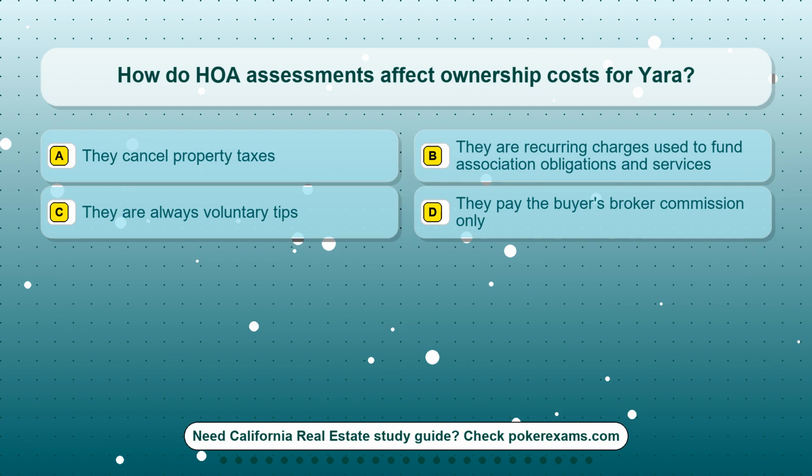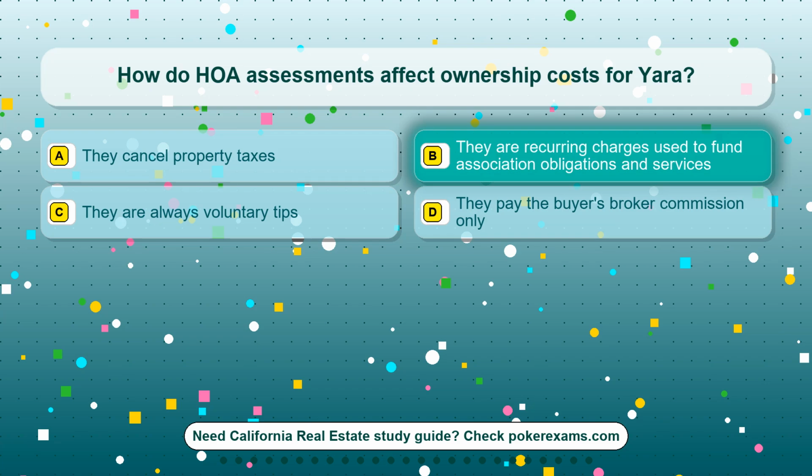Question 21. How do HOA assessments affect ownership costs for Yara? Option A. They cancel property taxes. Option B. They are recurring charges used to fund association obligations and services. Option C. They are always voluntary tips. Option D. They pay the buyer's broker commission only.